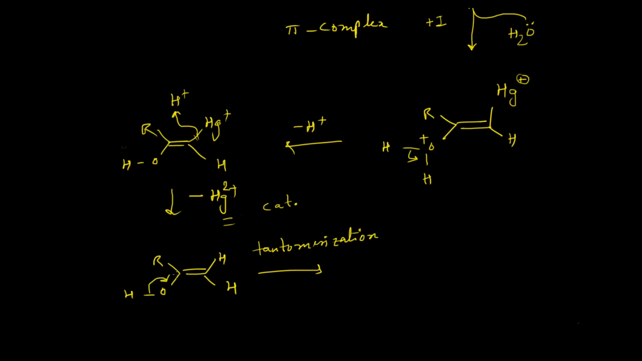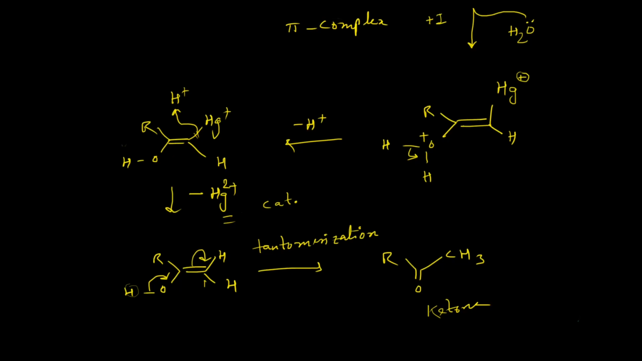So this OH bond will break, and this carbon-carbon double bond will also break, and this H plus will be abstracted by the negative charge which is formed on this carbon center, and this will be the final product, which is a ketone obviously. So this is the mechanism of mercuric ion catalyzed hydration of alkynes.